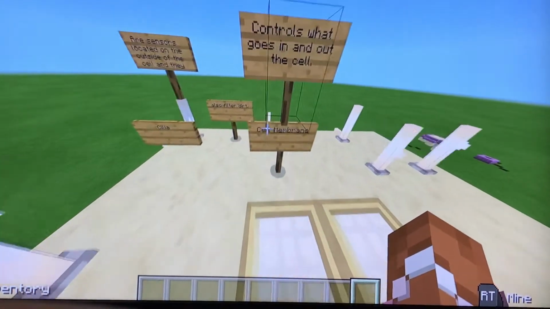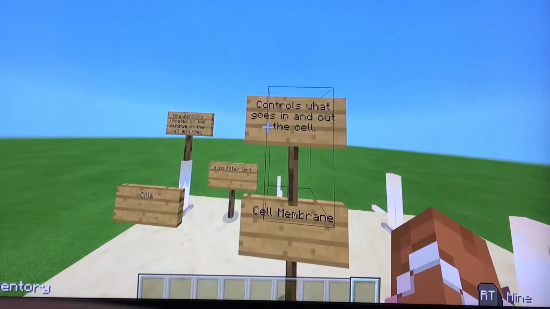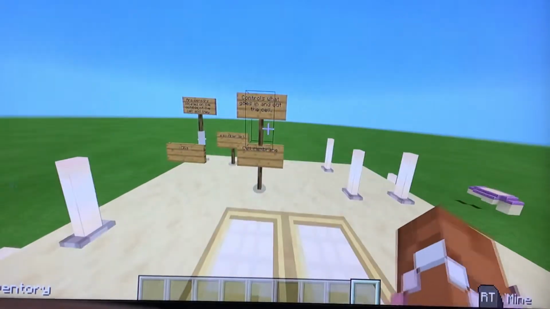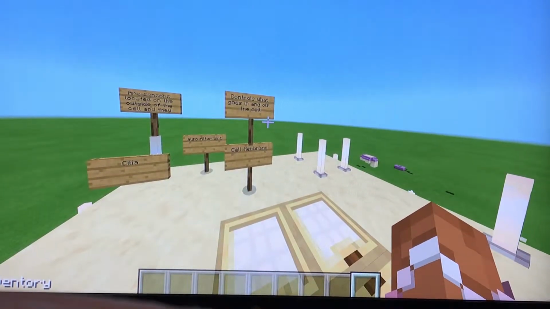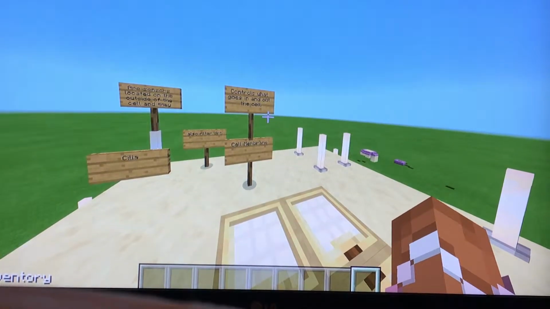This is the cell membrane and controls what goes in and out of the cell. It relates to the human body because it is like the trachea because it controls what comes in and out of your body.